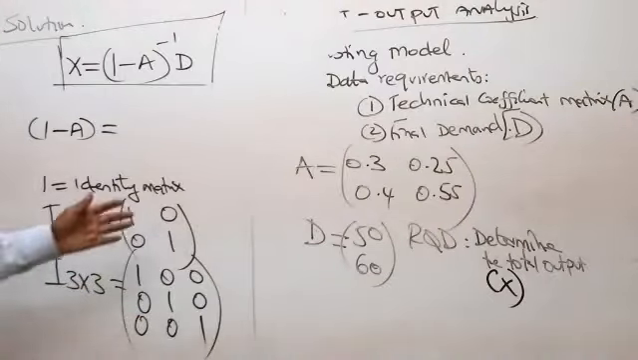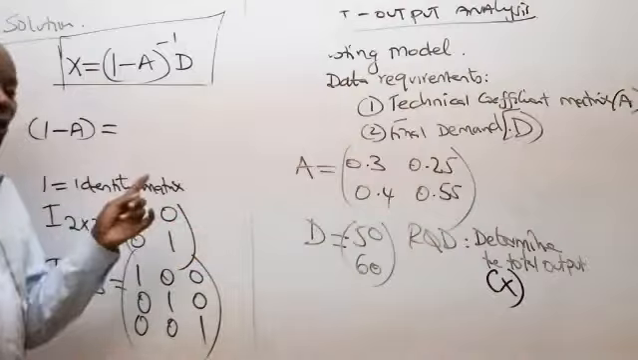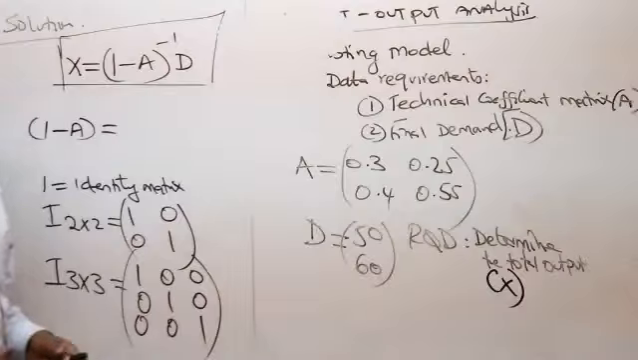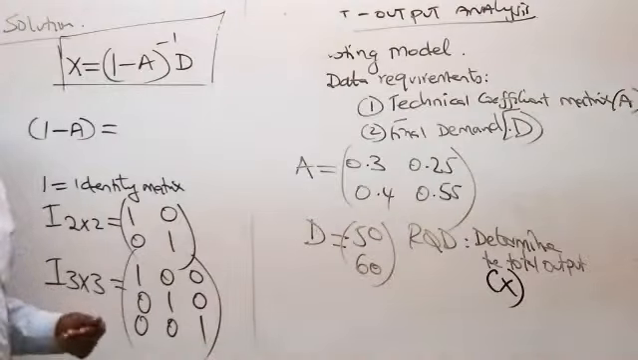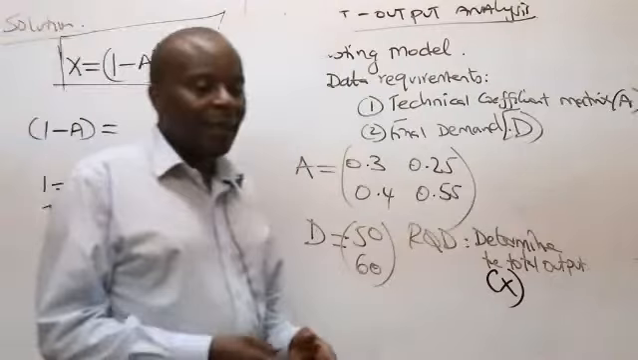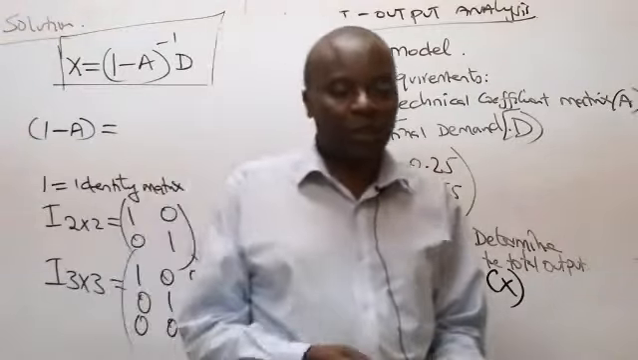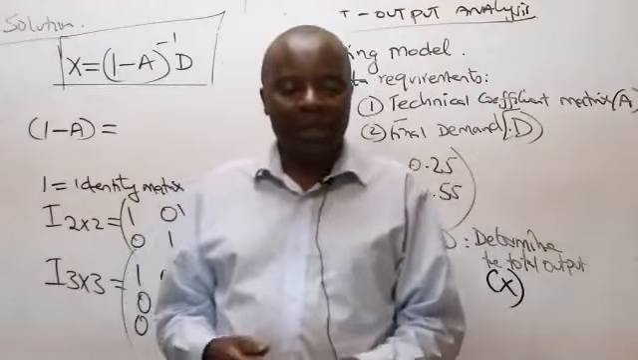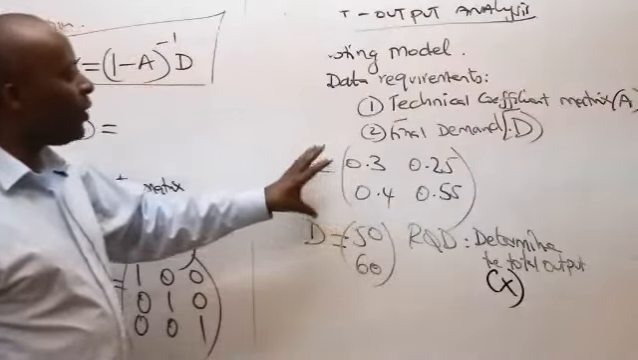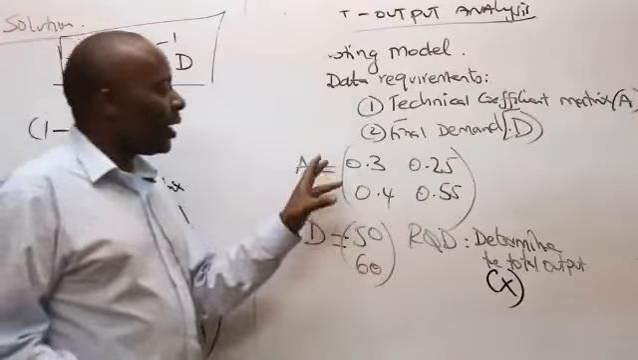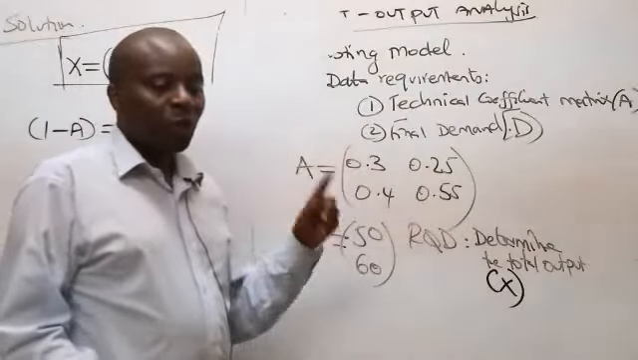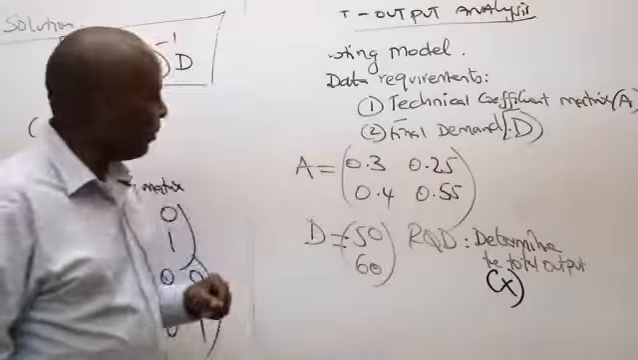Like in this particular question that we have, should we choose an identity that is 2 by 2 or an identity which is 3 by 3? Which one should we work with, ladies and gentlemen? 2 by 2, yes. It's 2 by 2 because, for purposes of compatibility, the matrix that we have here has 2 rows and 2 columns. So I should work with 2 by 2.